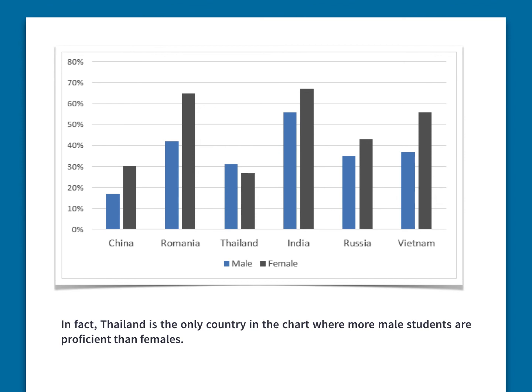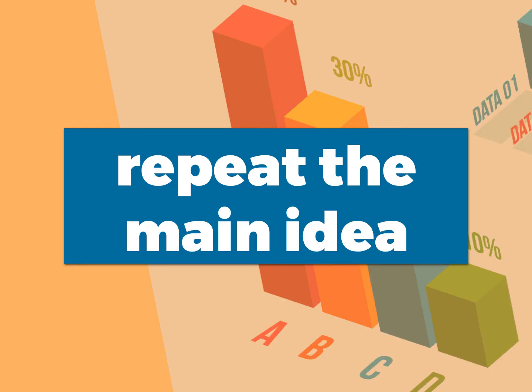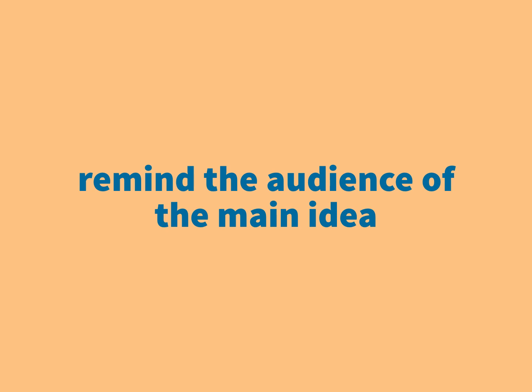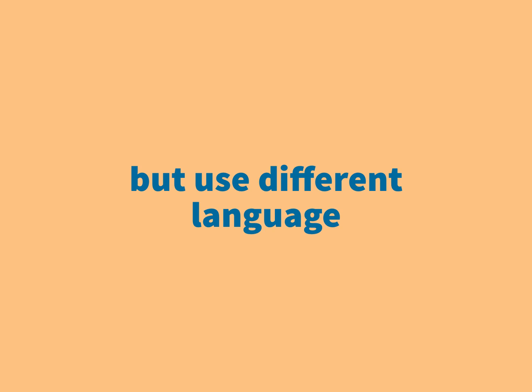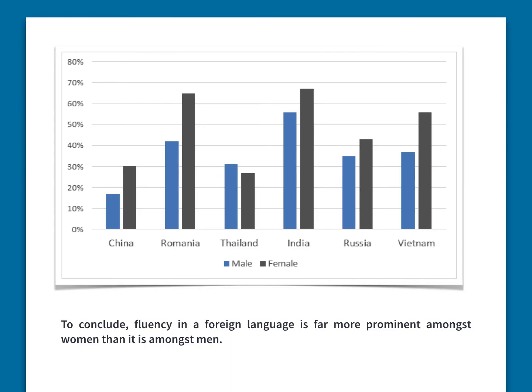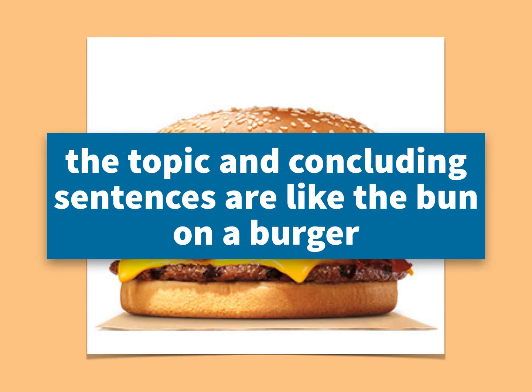Then lastly, we want to finish our paragraph by repeating the main idea in our concluding sentence. Or, as I said, you can mention the exception here as well. But if you're repeating the main idea, you must make sure that you use different language, different words. And here we have an example of that. So an easy way to remember that is that the topic and concluding sentence should be like the bun in a burger, where the substance is the same, but the form is different.